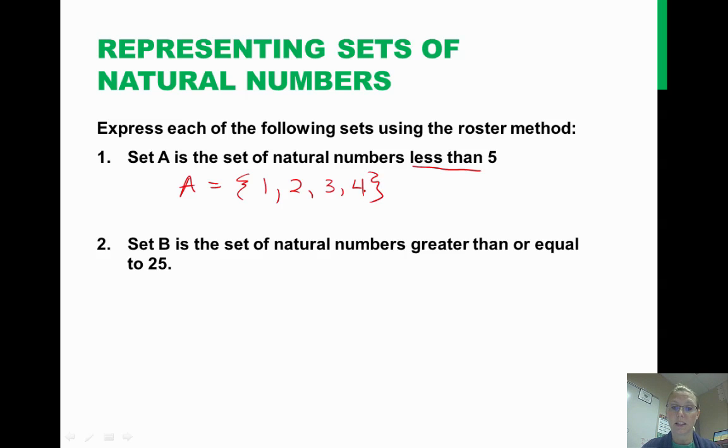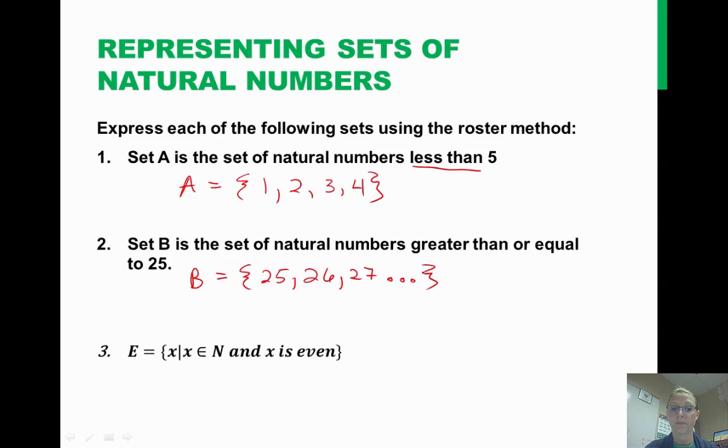Set B is a set of natural numbers greater than or equal to 25. So starting at the number 25, we have 25, 26, 27, and we can put ... indicating that it goes on forever. On number 3, we have x such that x is a natural number and x is even. So we are going to write even numbers. E equals, starting with 2, 2, 4, 6, 8, and so on.